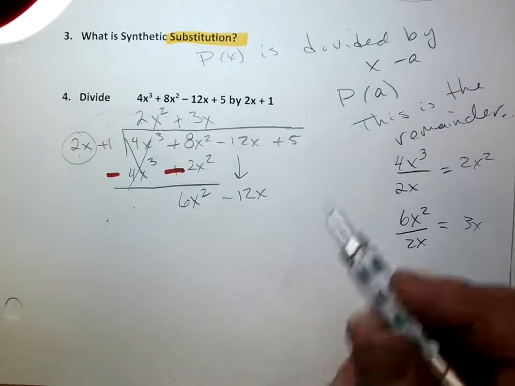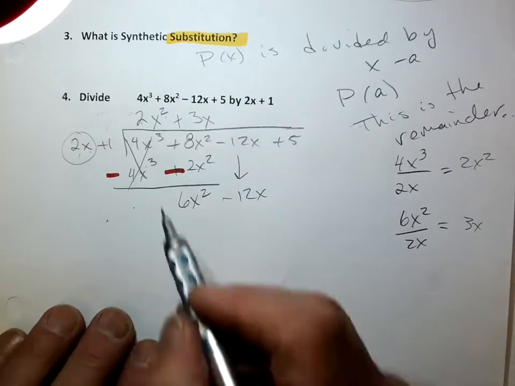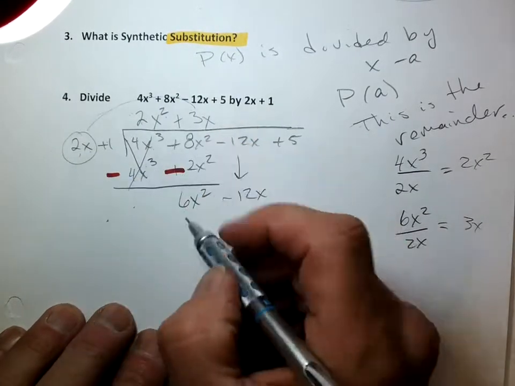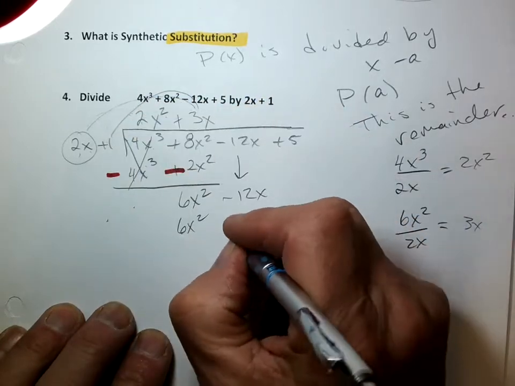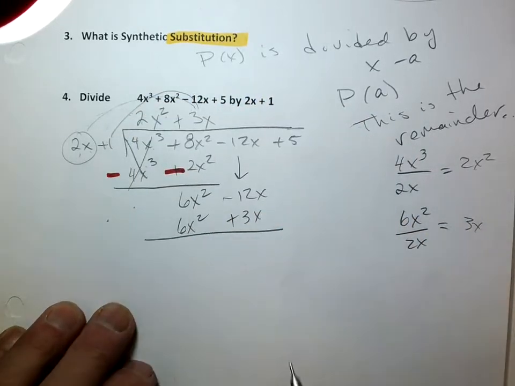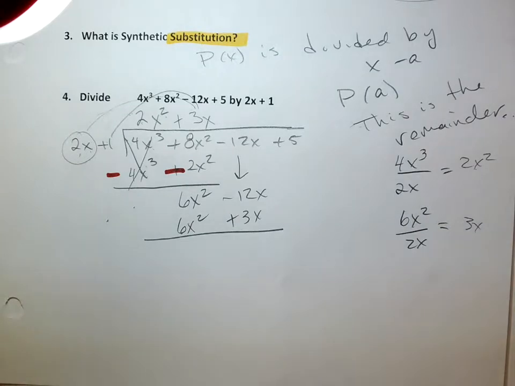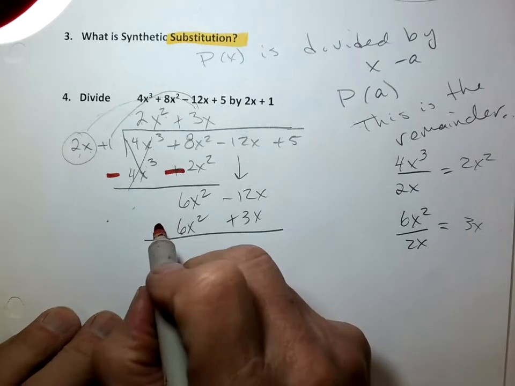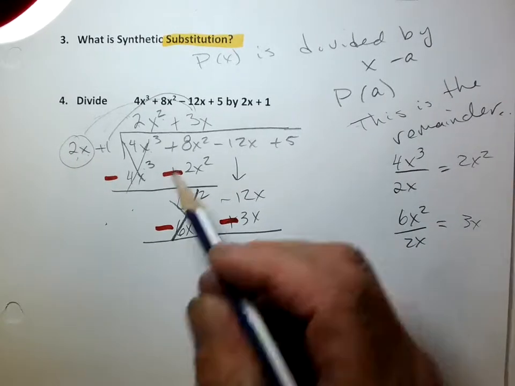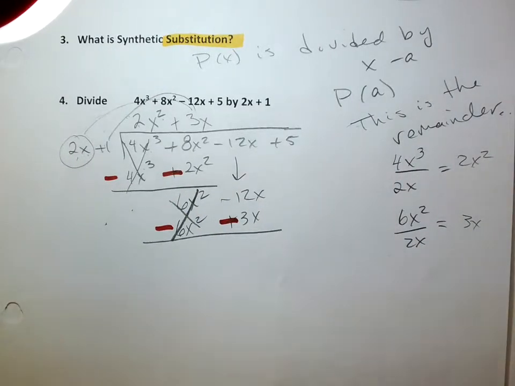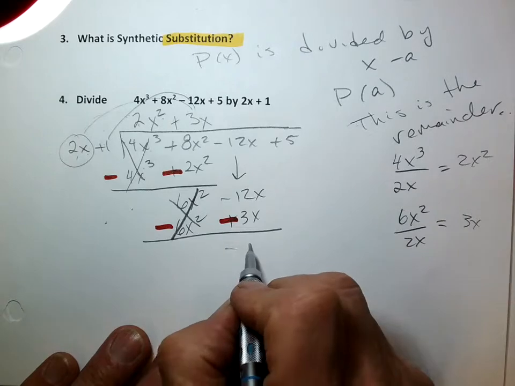Then we do what we did in all divisions. We take the 3x times the 2x, which gives me a 6x squared, and 3x times 1 gives me a positive 3x. Now I'm going to subtract, so I change the signs. Subtract, you guys agree with that? Then there are no x squareds, they cancel, and I get a negative 9x.